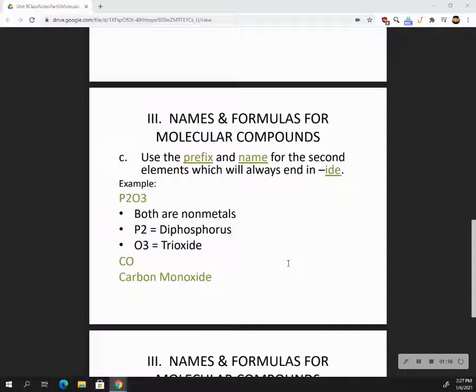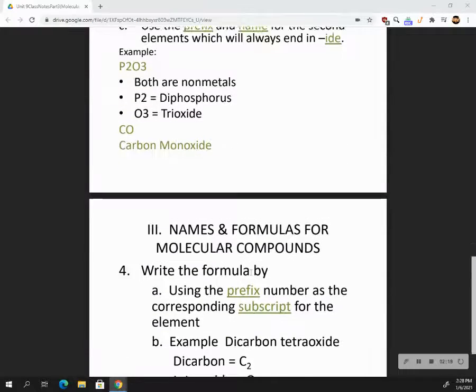So trioxide, diphosphorus are both nonmetals. So it's diphosphorus trioxide. So carbon monoxide shows us there. So we see that diphosphorus trioxide tells us that there are two phosphoruses and three oxides. And that's how we see it. Carbon monoxide says there's only one carbon and only one oxygen.